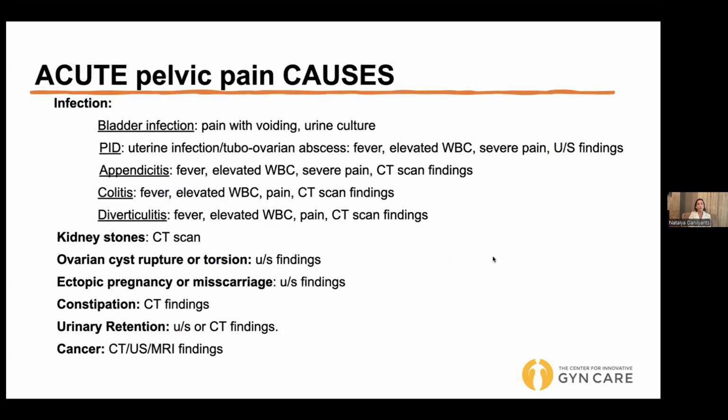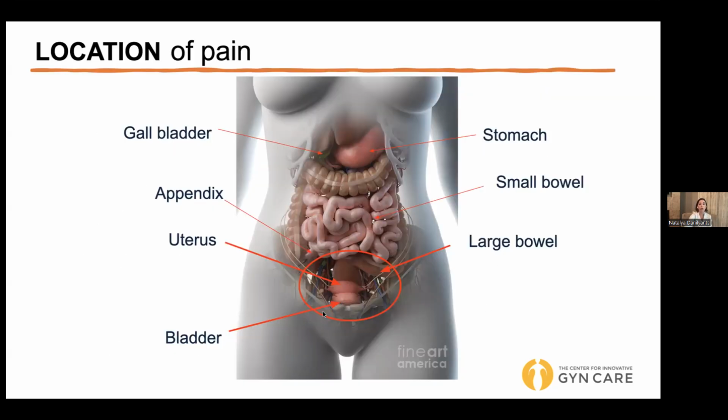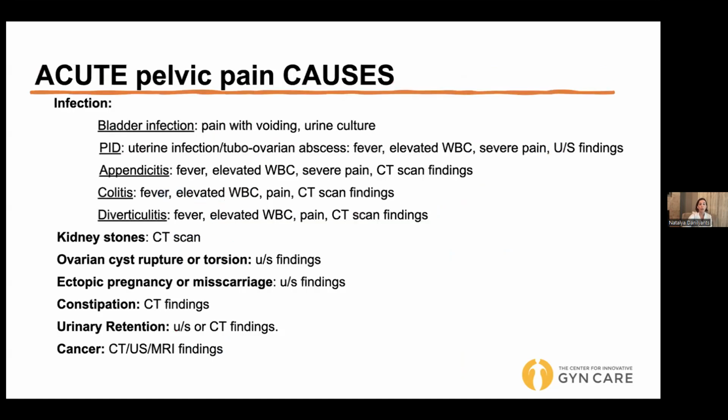So infections typically lead to acute pain, right? So if you've had a pain for a year, you probably don't have an infection. So bladder pain or bladder infection will cause pelvic pain, remember, because of where the bladder is located down here. And typically it also is going to have some urinary symptoms, right? Pain with voiding or frequent urination. And that's easily diagnosed with urine culture.